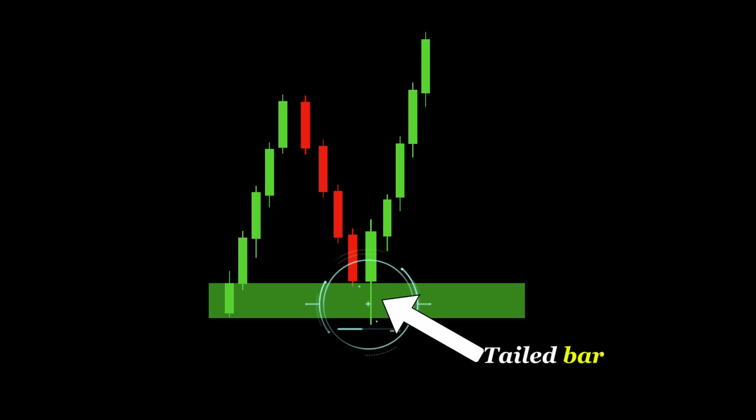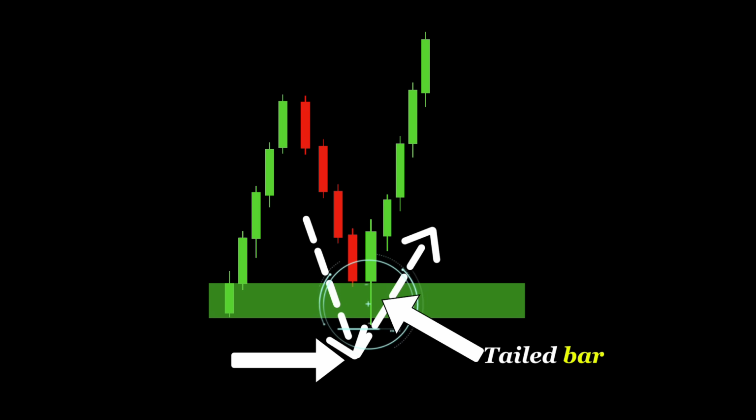When the market moves down into a demand zone, smart money often pushes the price below the zone to trigger stop losses and absorb liquidity.